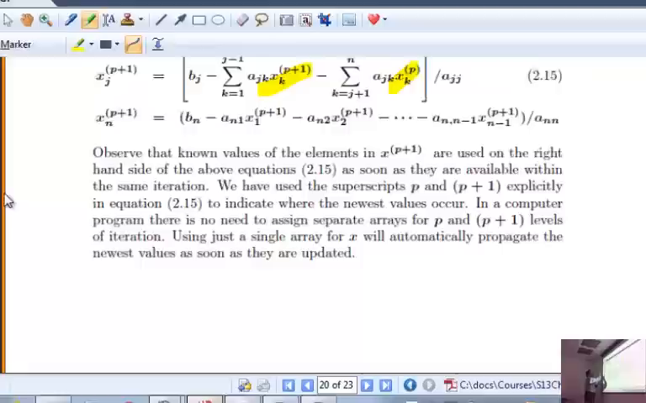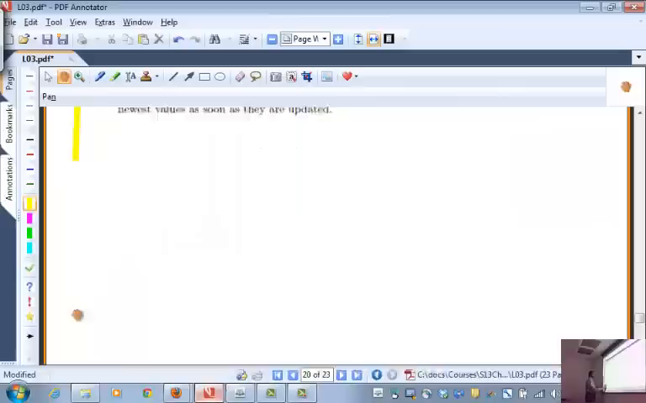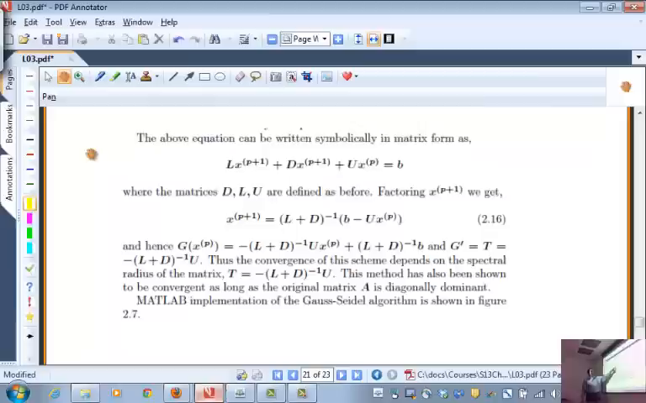So we need to combine these two, okay? So here you have L times x^(p+1) plus D times x^(p+1) plus U times x^p equal to b. Now you need to combine this L and D. So the solution will be (L plus D) inverse times (b minus U x^p). And you can again separate the constants and the T matrix, G prime, to simply minus (L plus D) inverse U. So you construct that matrix and then calculate the eigenvalues.